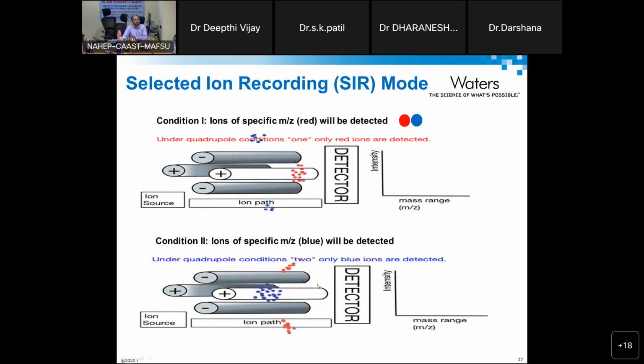Similarly, in the second condition, if you specify that only blue ions should be detected, then red ions are deflected or rejected in the quadrupole itself, and only blue ions move to the detector. This is how the mass spectrometer offers specificity or selectivity over other techniques.